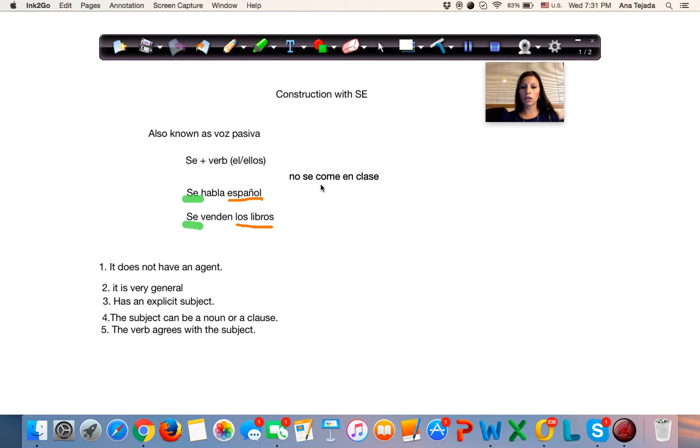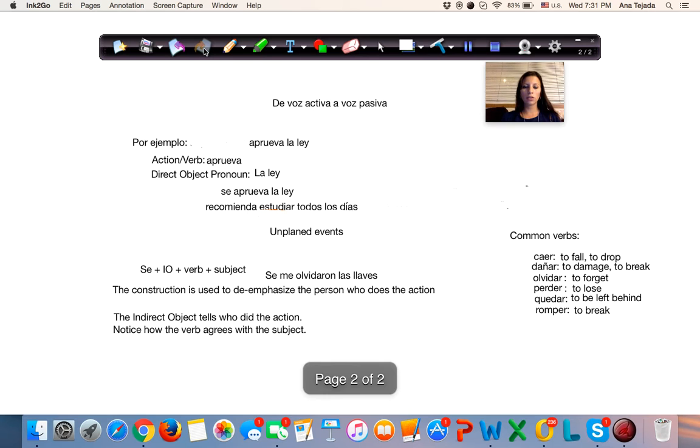And again, look at our verb. What's our verb here? Muy bien, comer. En clase, in class. Singular o plural? Singular. We use come. Okay. Let's continue.